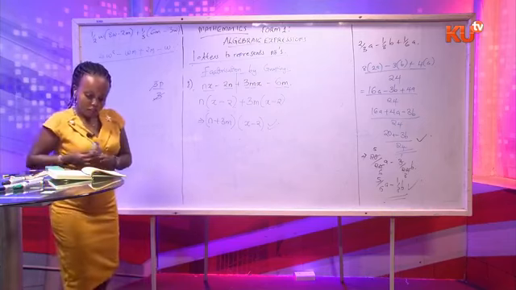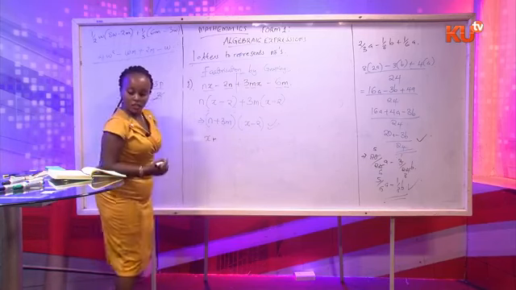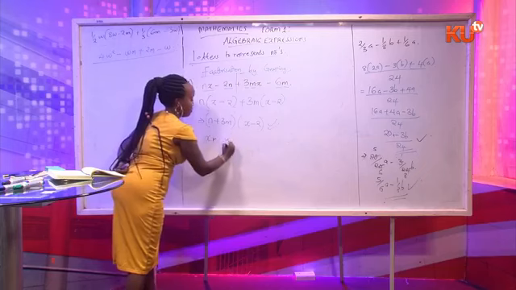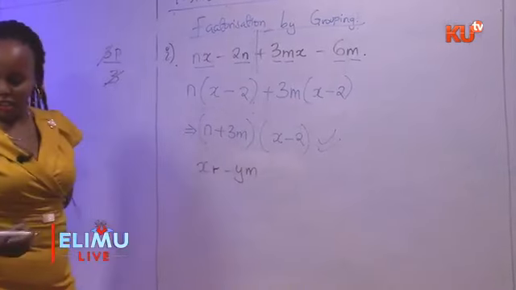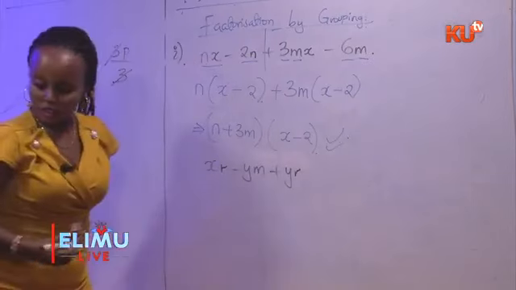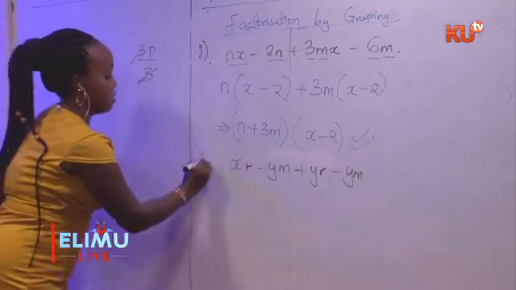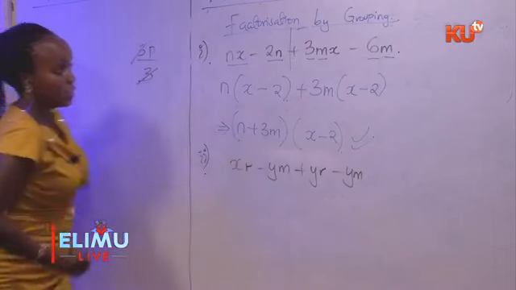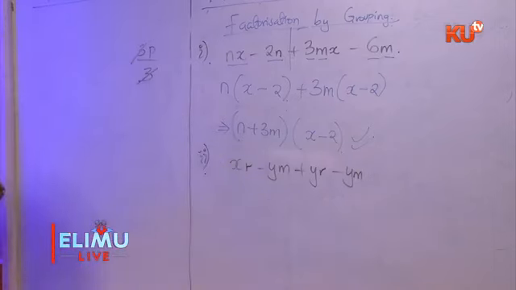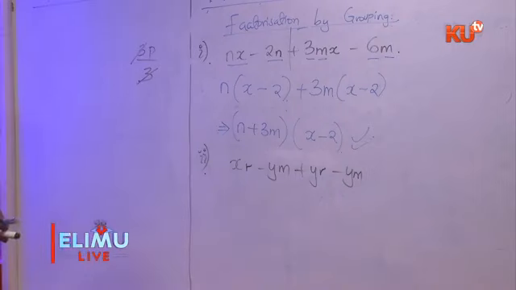Our last example, let us say we have xr minus ym, and then plus yr, and then minus ym. So this is our example 2. We are supposed to factorize there by grouping. So if you look at those terms, we can group this into two different groups.